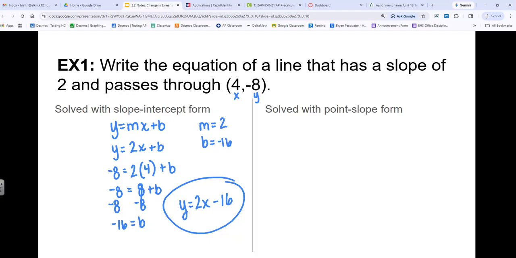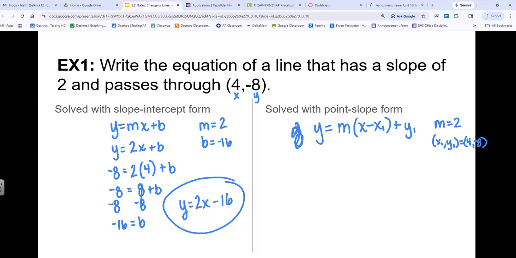Point slope form I like to start using at this level because I'm going to rewrite point slope form here. y equals, I usually do this version, m times x minus x1 plus y1. I usually put the y1 over at the end. You could technically put it at the front if you want. So in this case, my m is still 2. And then my x1, y1 is (4, -8).